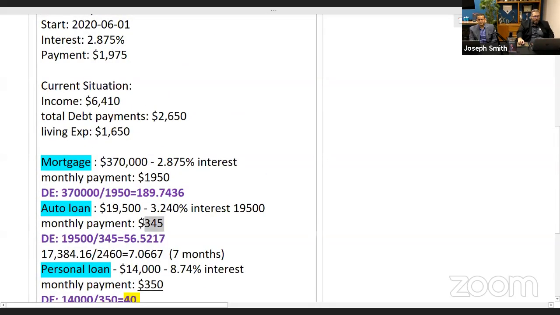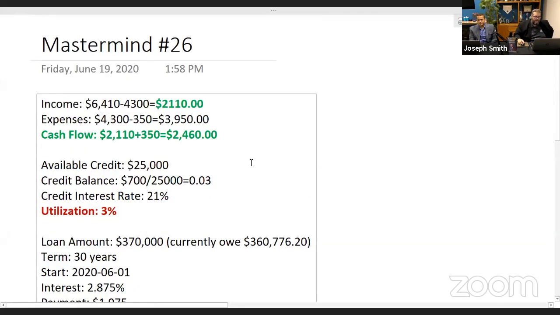auto payment. What about this 345? What do we do with that? Bueller? That's right. Add it to the cash flow. Good job, baby. Guys, cash flow. Good job, Reginald. Good job, Rosa.